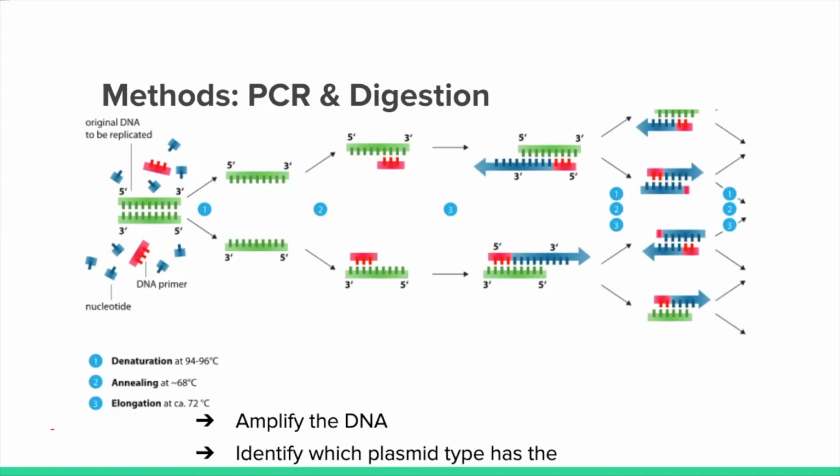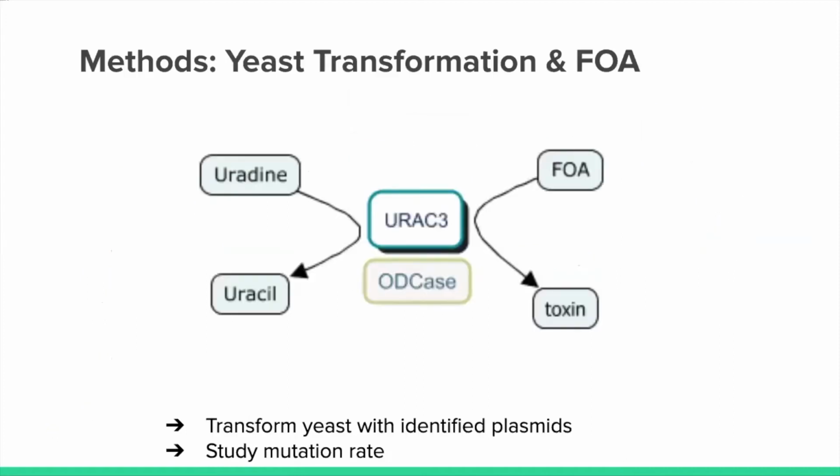So then after the PCR, you have the digestion, and this digestion is to identify which plasmid has the SNP. The first digestion identified which has the MSH2 gene, and then the second digestion identifies whether or not the plasmid has the wild type MSH2 or has the MSH2 that has the particular SNP that we are studying. So the last method is the yeast transformation in the FOA assay.